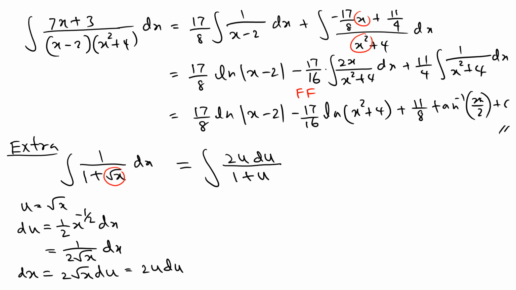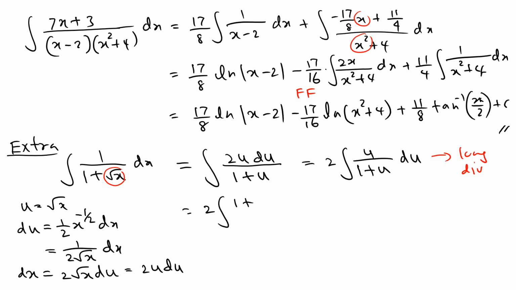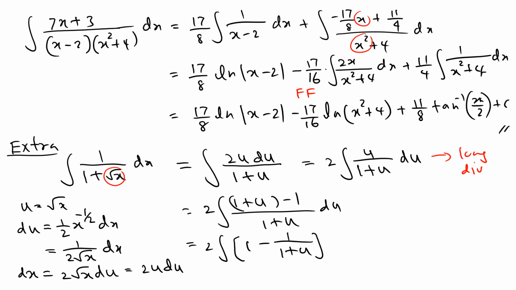So you can see this is not that difficult now. What we can do is pull the 2 out. You can write it like that first. This step is not necessary. Now I'm going to do a manipulation. You can do the long division, just use the long division, you get the answer. But we can do some algebra tricks. You can add and subtract 1. So you can write this one as u plus 1 minus 1 over 1 plus u, and then you can easily write it like this. So it's 2 times, you can see this is simply 1 minus 1 over 1 plus u. This is very easy to integrate.